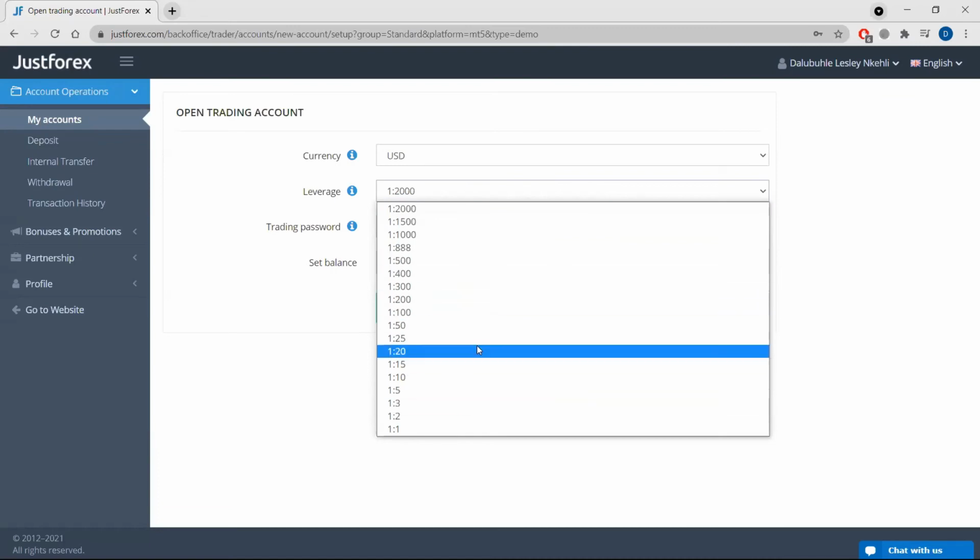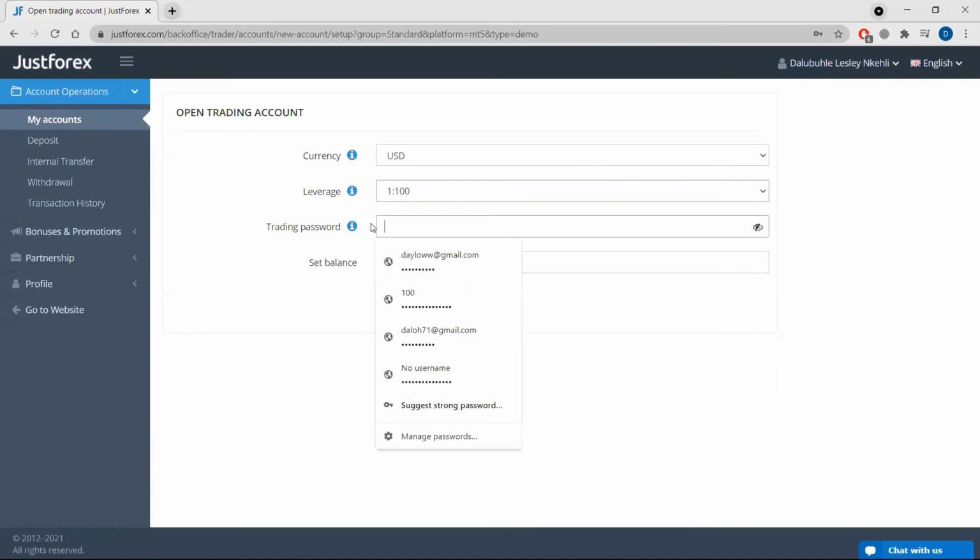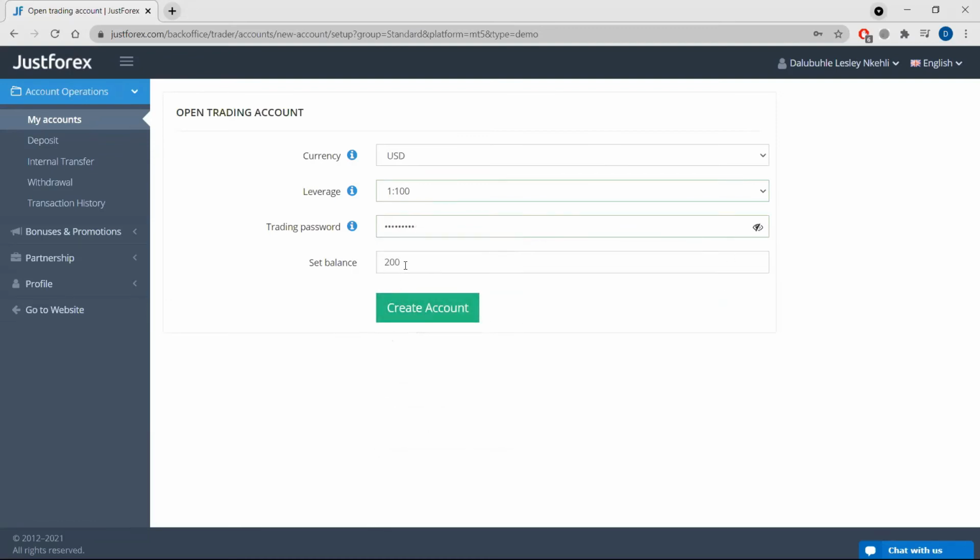So let's open 1:100. Trading password. I'll just enter a simple password. Now let me do it like this. I hope I can remember the balance. Let's keep it at 1,000 US dollars, the balance. Create the account.